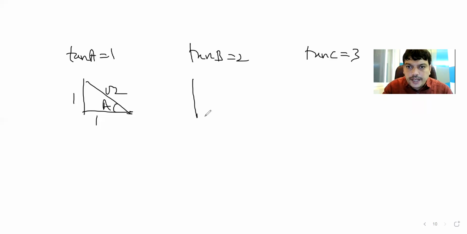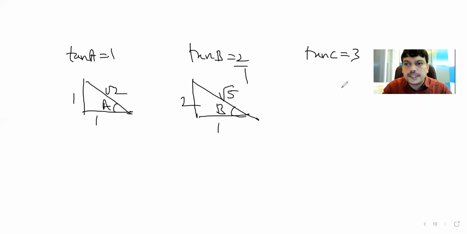For this also you make a triangle. If tan B is 2 by 1, you can have 2 and 1 here. And this is root 5 by Pythagoras theorem. And the last one, if you make a triangle, see here, this is 3 and 1. By Pythagoras theorem, this is root 10.